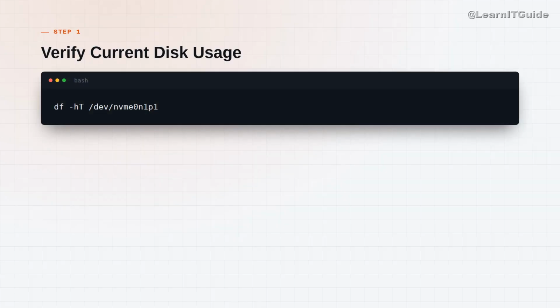First, we need to know exactly what we are working with. The df command shows you your disk space usage. We use the -h flag for human readable output, and the -T flag to show the file system type, which is usually ext4 or xfs. Before you touch anything, you must know your current disk capacity. If this command returns a command not found error, ensure you are specifying the correct partition identifier, which you can find using the lsblk command.